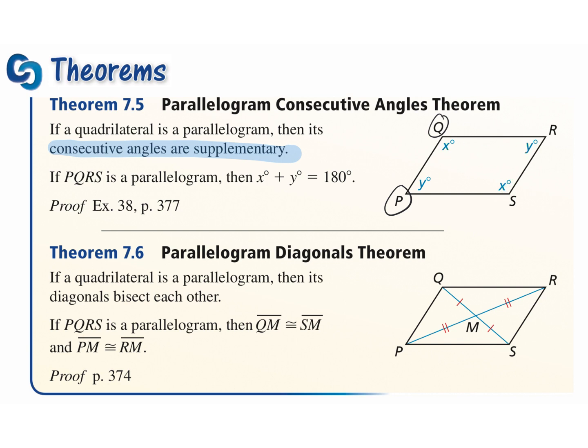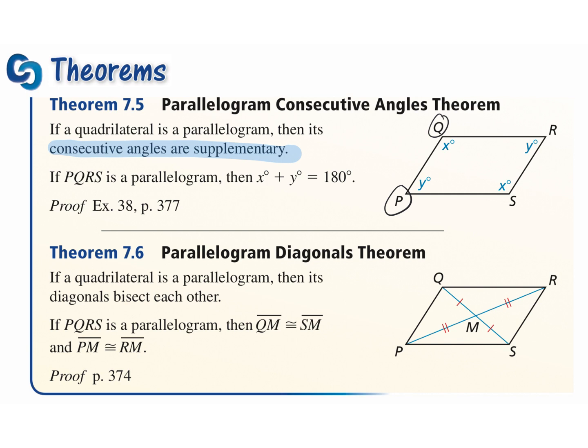So let me ask, supplementary, what does that mean? They add up to equal 180, right? What is complementary? They add up to equal 90. So supplementary adds to 180. Knowing that, if my y was 100, how much would x equal? 80. Because x plus y, those are consecutive, add up to equal 180, and one of them equals 100, you do 180 minus 100, right?